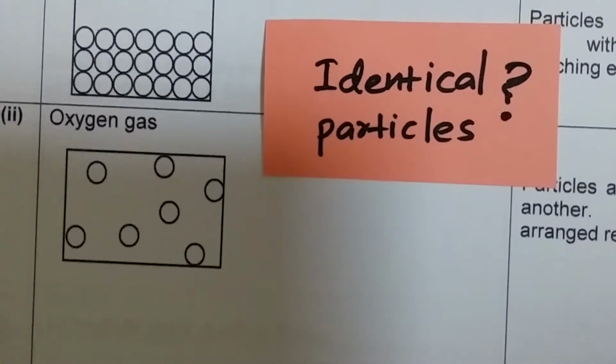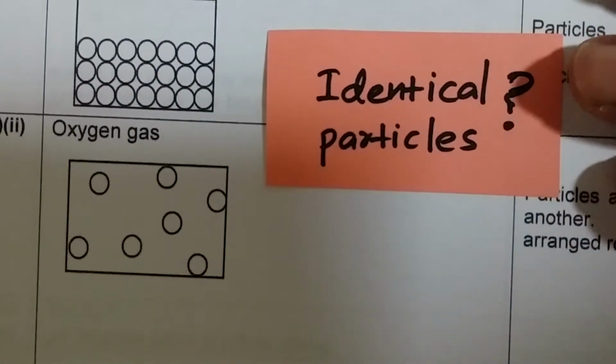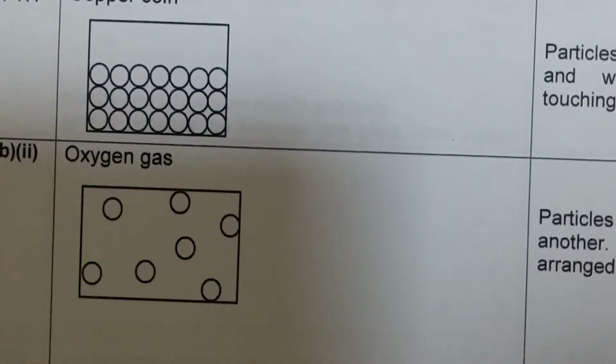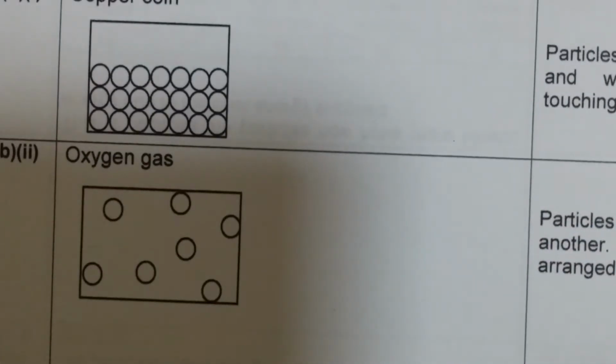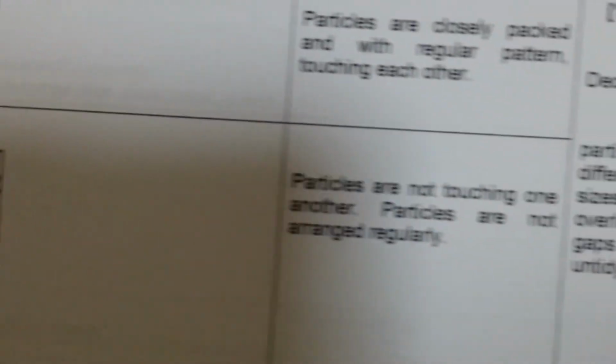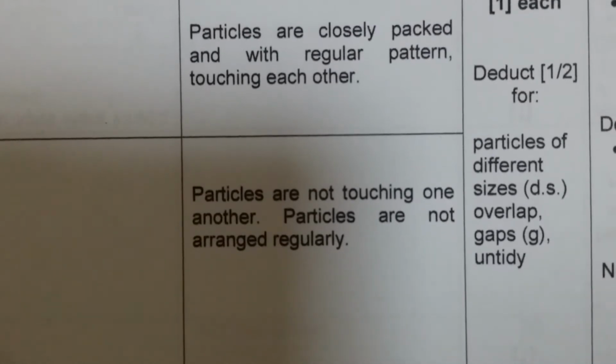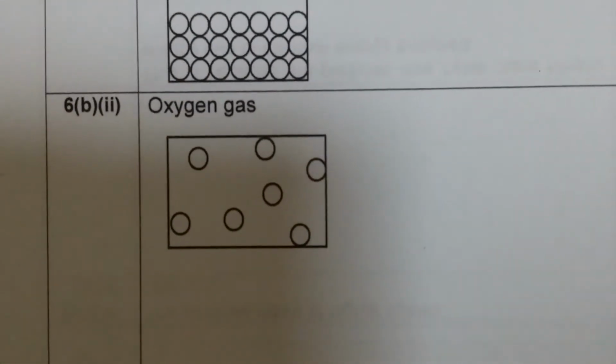Now let's go back to the oxygen gas, the gas particles, from the solid to the gas. When you are drawing particles in gas, what are the considerations? Particles should not be touching each other. Particles are not arranged regularly, or in other words, we call this a random arrangement. So the teacher's answer will look like this.